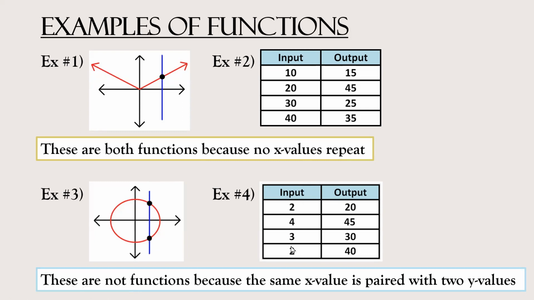And then in our table, we're checking to see if we've got any repeating x values in the input column, and our 2's repeat. The first time 2 is paired up with the y value of 20, and then the second time 2 is paired up with the y value of 40. So we had some x values that repeated. So they are not functions.